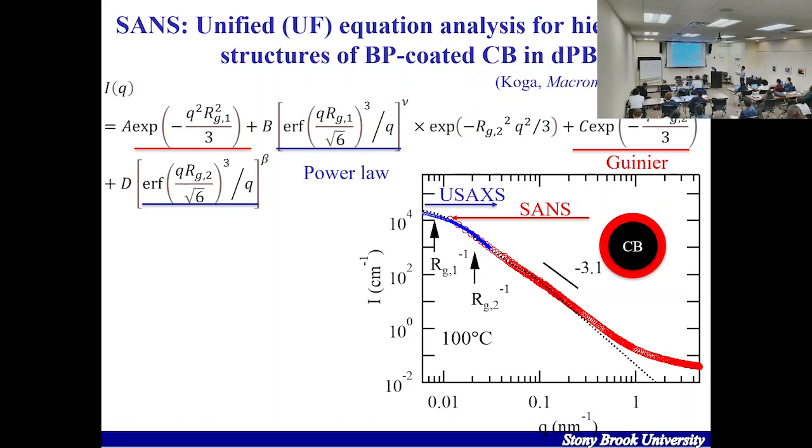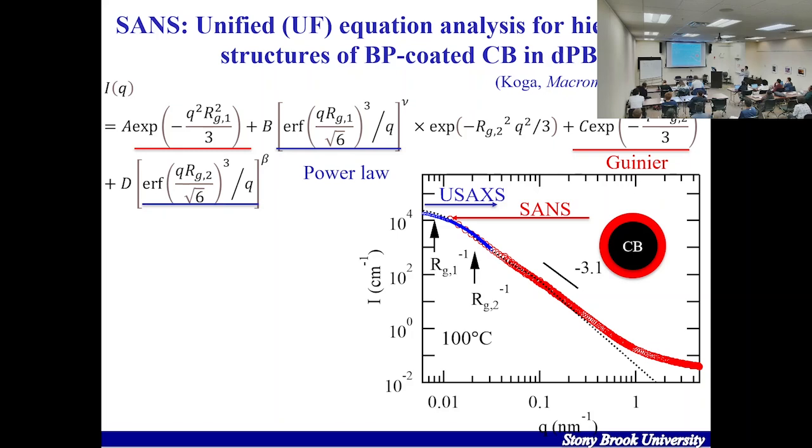If the carbon black itself were monodisperse, we could use, remember, the core-shell model to fit the data. But unfortunately, the carbon black itself has polydispersity, so we couldn't use that. Instead, we use what's called the unified equation to describe the hierarchical structure of the filler, so we can characterize the filler.